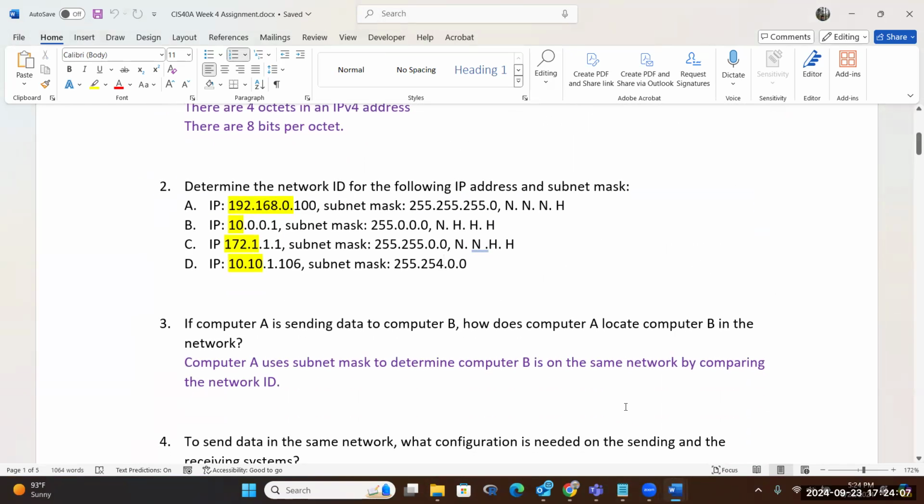If computer A is sending data to computer B, how does computer A locate computer B in the network? And I want to break this down to the simplest concept so that when you're looking at how the IP address works, how it's able to locate it, then you would know. Computer A uses a subnet mask to determine if computer B is on the same network by comparing the network ID. Because the network ID really relates back to the subnet mask. That's how it's able to know.